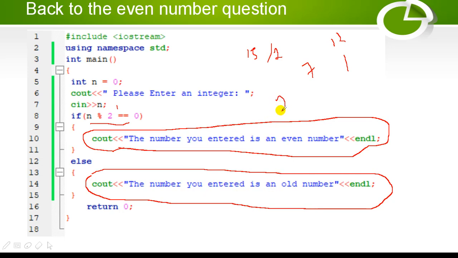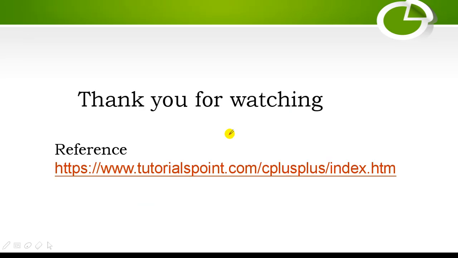Let's say the person entered 20. So we have 20 divided by 2, and we're interested in the remainder. So 20 divided by 2 is equal to 10, remainder 0. So here you can see that the remainder is 0. So 0 equals 0, yes, and then it will print the number you entered is an even number. Remember that we said the modulo is used when you are interested in the remainder of divisions of integers.